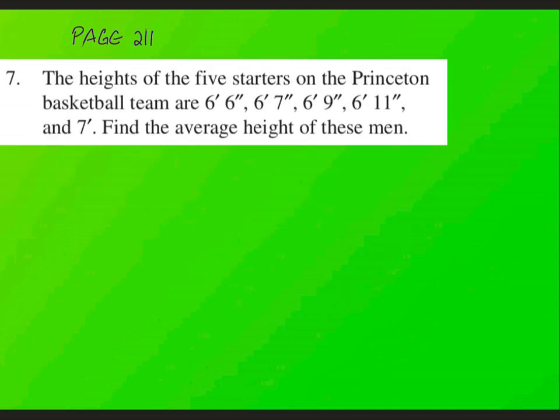Now we have 5 heights. We have to find the average. But again, the heights are in 2 units. There's feet and there's inches. So we need to know the conversion. That's 1 foot equals 12 inches.